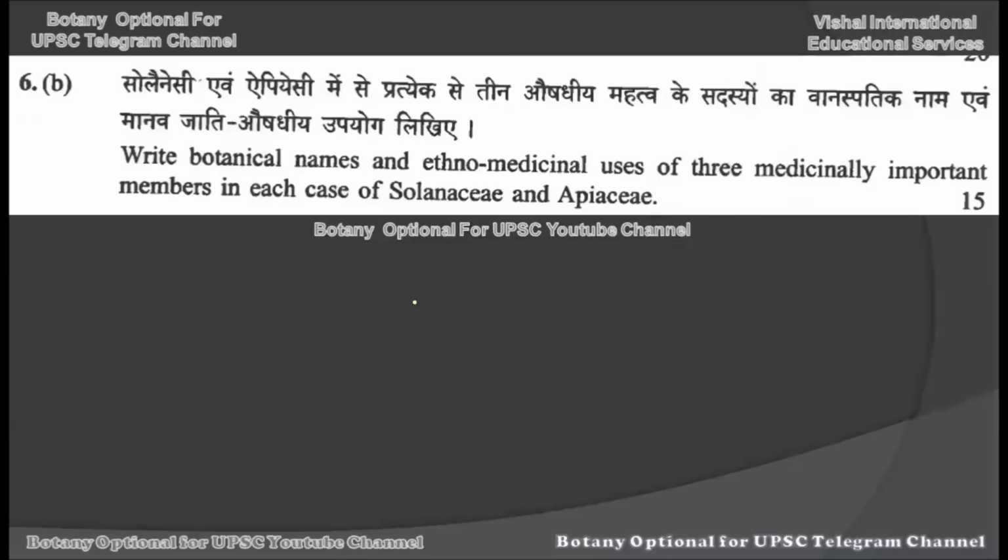Okay. So, why are we doing this? Because of this question which was asked in the UPSC mains examination of 2020. Here you have to give the ethnomedicinal importance of three members of the family Solanaceae. Next time UPSC can replace this family with other families. So we have to cover each and every plant family which is there in the UPSC mains syllabus.